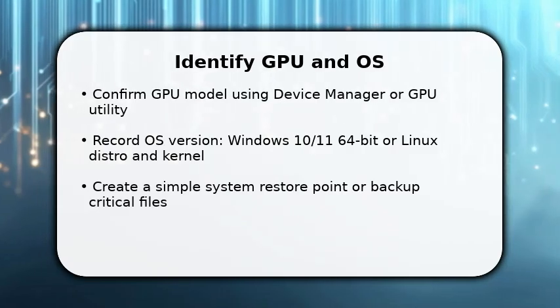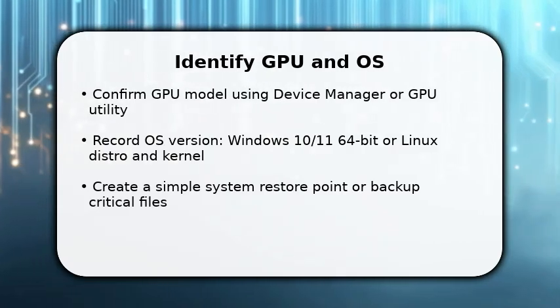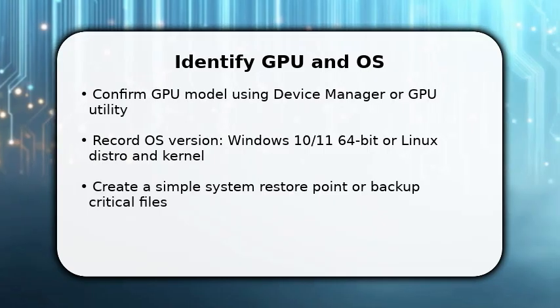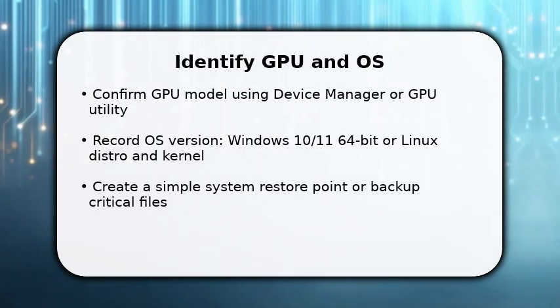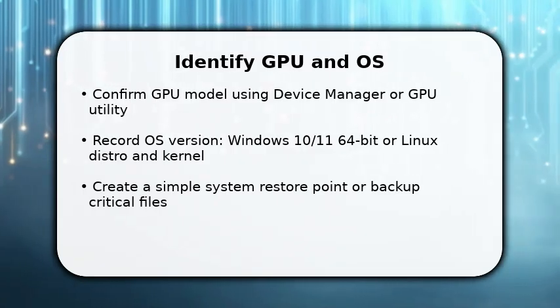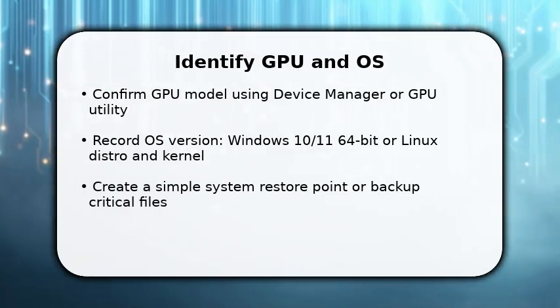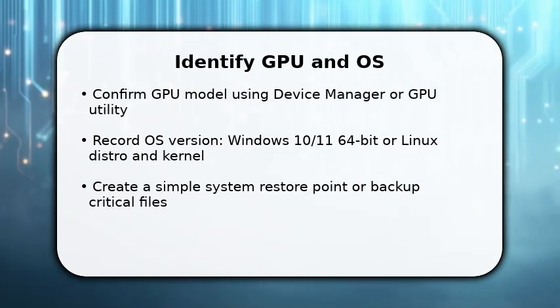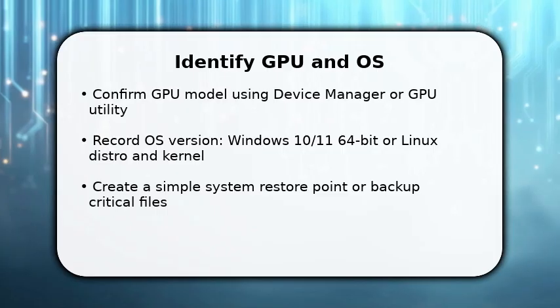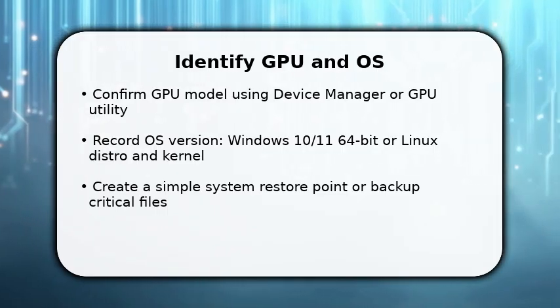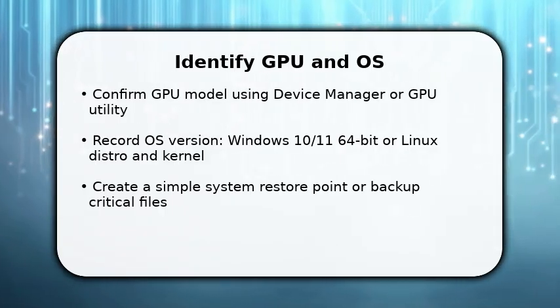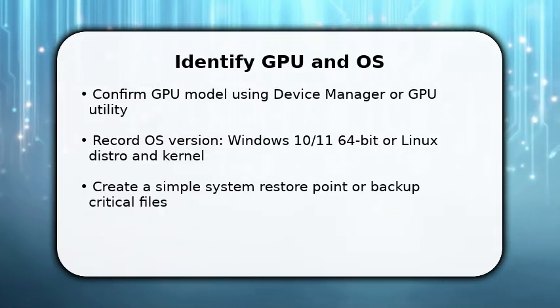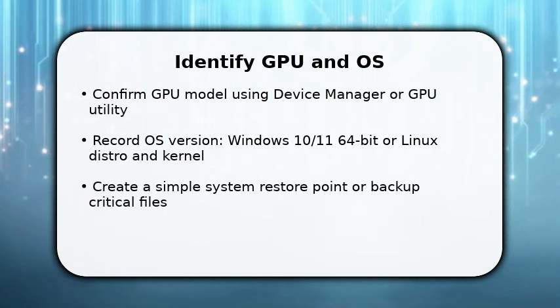Enjoy the video. You start by confirming exactly which GPU and operating system you have. This prevents installing the wrong package. Use Device Manager or the vendor utility to note model and driver branch and record Windows 10 versus 11 or your Linux distro and kernel. Once done, make a quick restore point or backup critical files so you can revert if needed. Then close games and heavy apps. This frees resources and avoids file locks, and you're ready to fetch the correct official driver package.